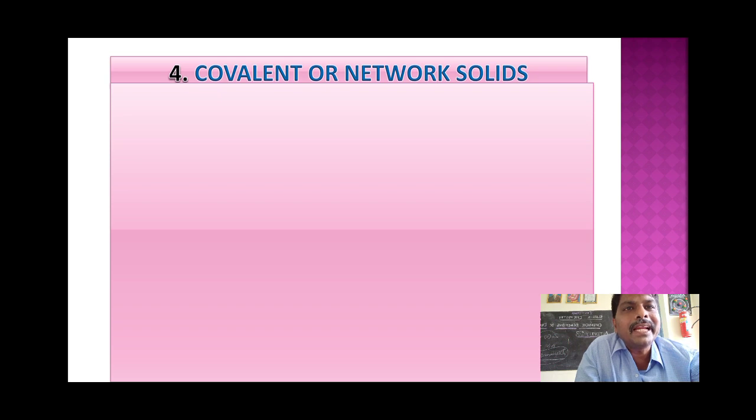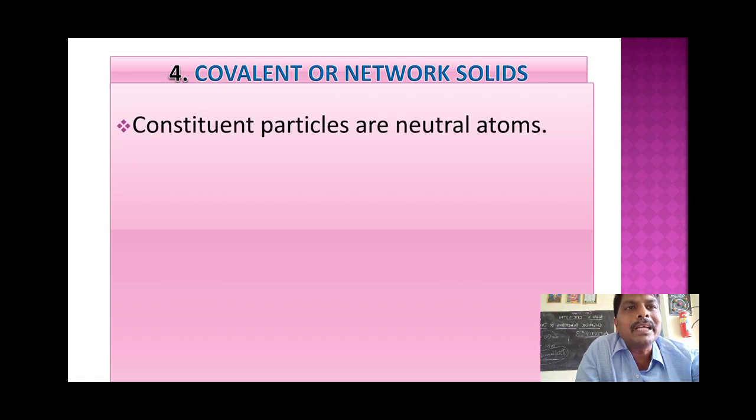Okay, next category is covalent or network solid. Here the constituent particles are neutral atoms. Only atoms will be there here. In the first case, molecules. In the second case, ions. In the third case, metal atoms. Here, in covalent or network solids, the constituent particles are neutral atoms, generally non-metal atoms like carbon atom, silicon atom, oxygen atom.